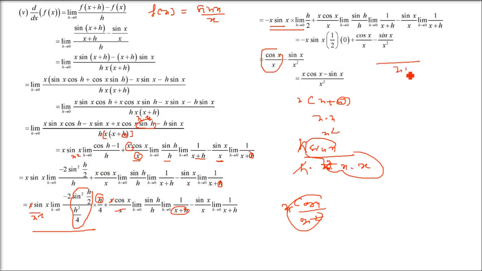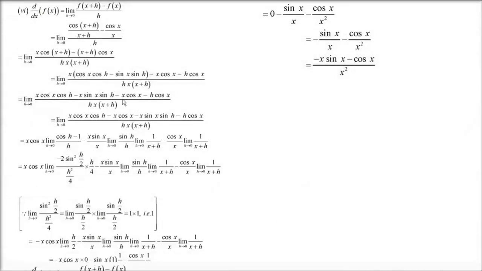And now you can take the LCM. So you have x square, you have x cos x minus sin x. This is the final term. So don't worry about this denominator. You can take it as h x into x plus h, or you can always take it as h into x square. Both ways you are going to get the answer.